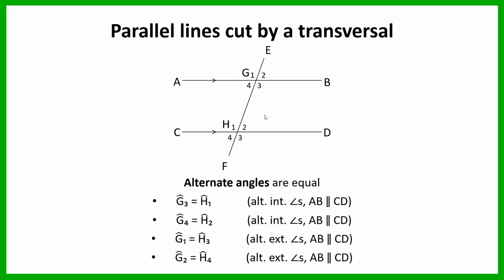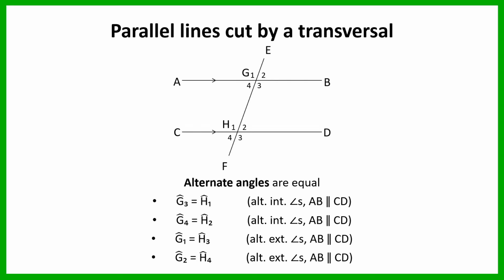These are alternate interior, although you don't have to specify that they're interior. You can just say alternate angles. The angles that are outside the parallel lines can also be alternate. So G1 and H3 are also alternate, but they are what we call alternate exterior angles because they are outside the parallel lines, and exterior means outside. So G1 and H3 are alternate exterior angles, and then G2 and H4 are also alternate exterior angles.